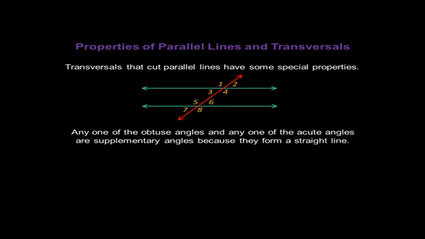Any one of the obtuse angles and any one of the acute angles, like angles 1 and 3, 5 and 6, or 6 and 8, for example, are supplementary angles because they form a straight line. When the obtuse and acute angles are added together, they total 180 degrees.